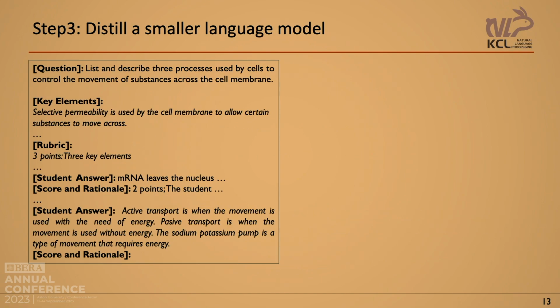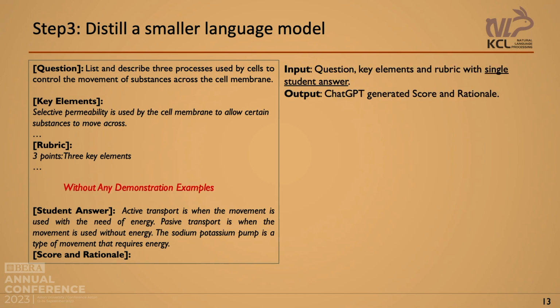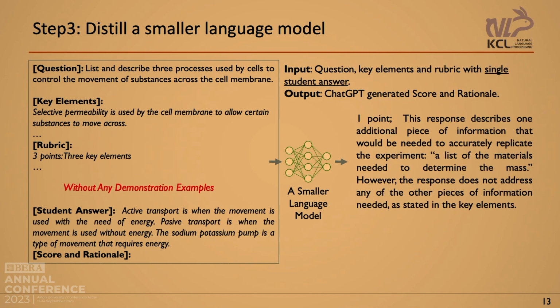Finally, we take those ChatGPT-generated rationales from step 1 and step 2 to train a much smaller language model, the T5 model. As shown in the slide, the input for the model is the question, key elements, and rubric with a single student answer. The demonstration examples are not needed anymore because it's a completely supervised task. Therefore, the trained model is able to take only 1 student answer and generate score and rationales like the ChatGPT did.